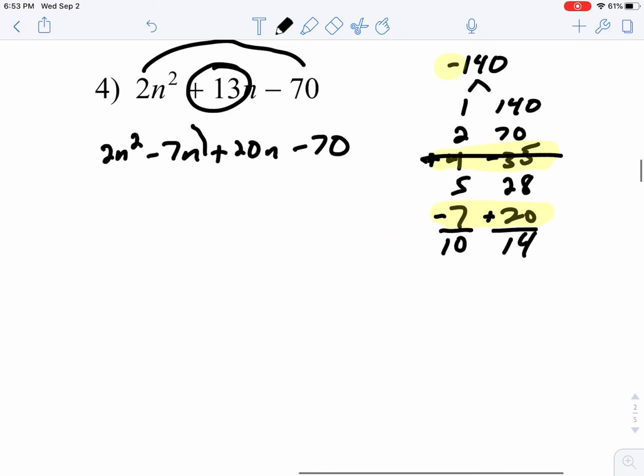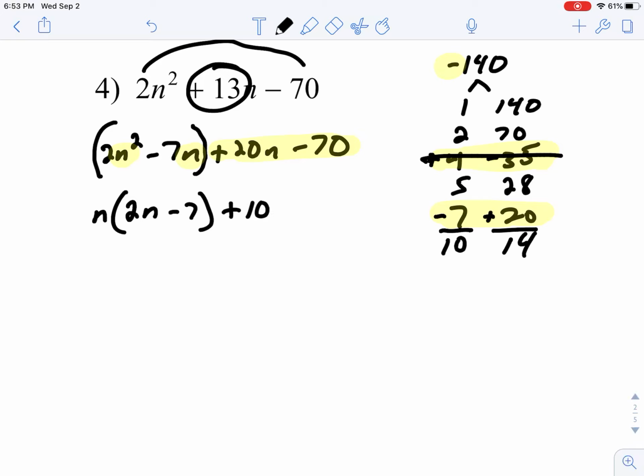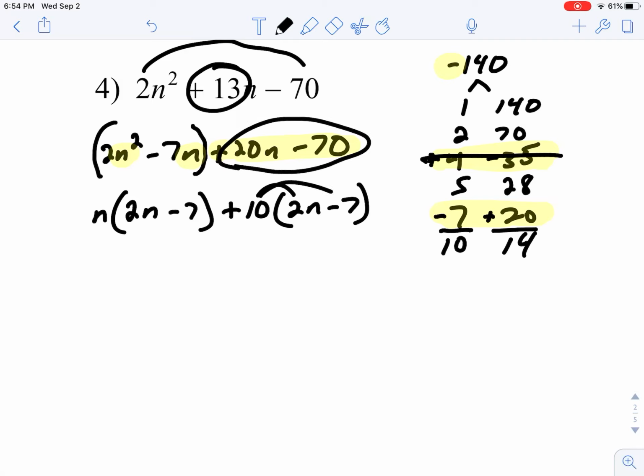Now, look at the first two terms. Do they have anything in common that you can factor out? It looks like both terms have an n. So you factor out an n. So there's your common factoring. That leaves you with 2n minus 7. Now look at the next two terms. I'll highlight those. Do they have anything in common you can factor out? Well, 20 and 70, you can divide both of those by positive 10, and that leaves you 2n minus 7, right? If you distribute that in, you would have that.